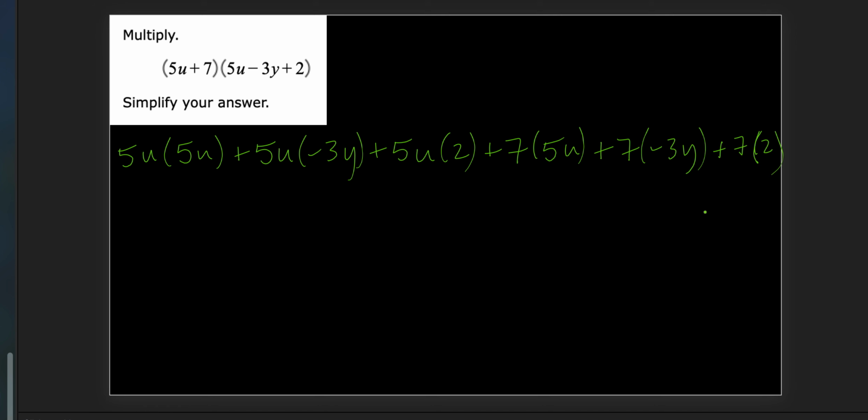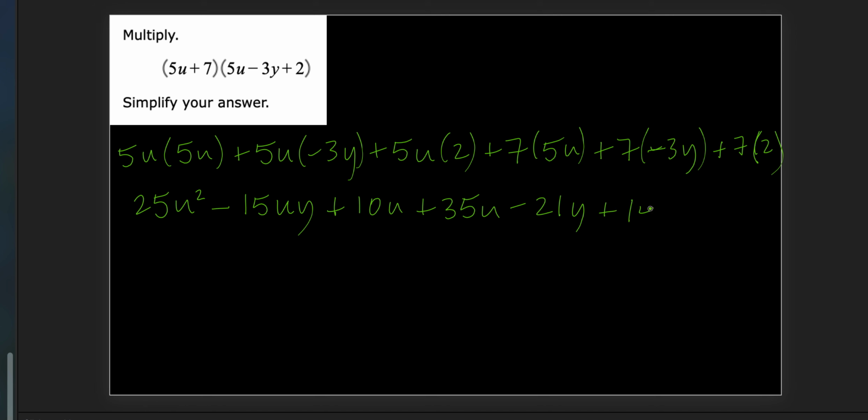And now we'll actually multiply these out. So 5 times 5 is 25, and that'll be u squared. And then plus times a minus is negative 15uy. Then we have 5u times 2, that makes 10u. And then 7 times 5u is 35u. Then 7 times negative 3y, sorry, is positive times negative is a negative 21y. And then you have 7 times 2, which is 14.